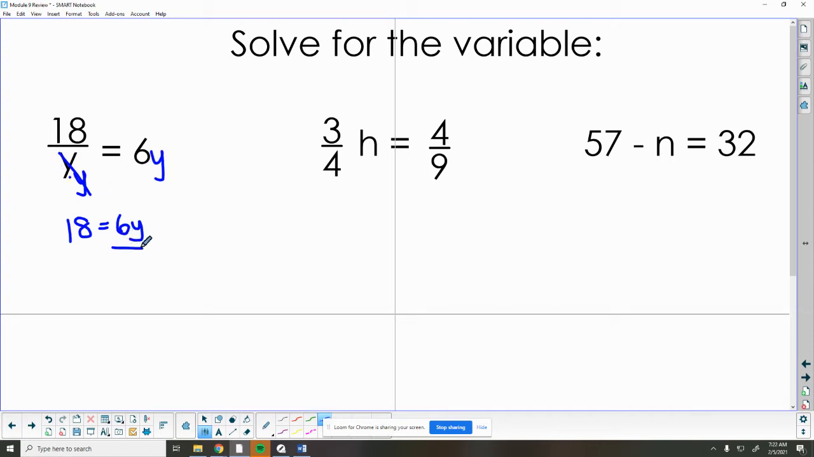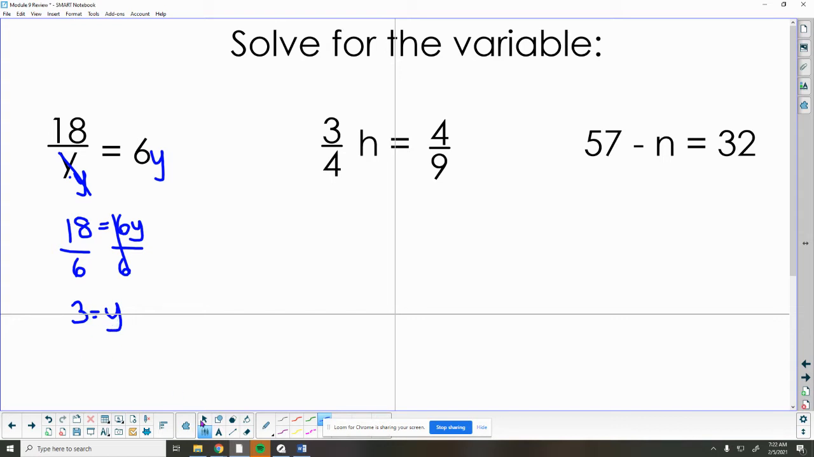Now I can get y alone because this means 6 times y. So we're going to divide by 6 on both sides. So this one cancels out. 6 divided by 6 is 1y. 18 divided by 6 is 3y's.